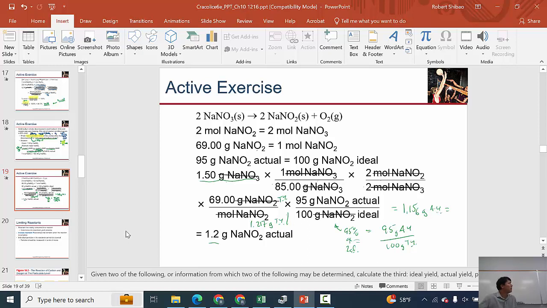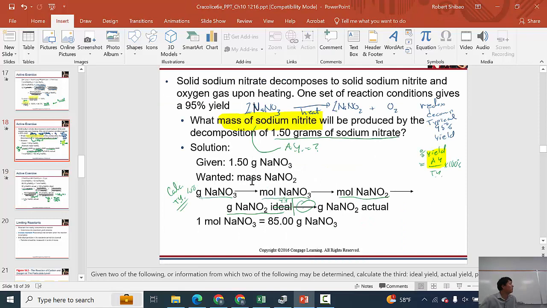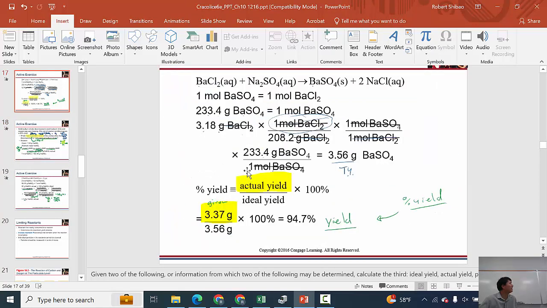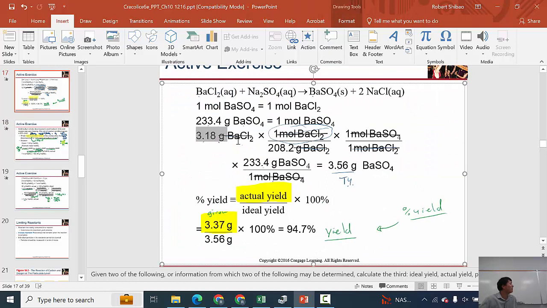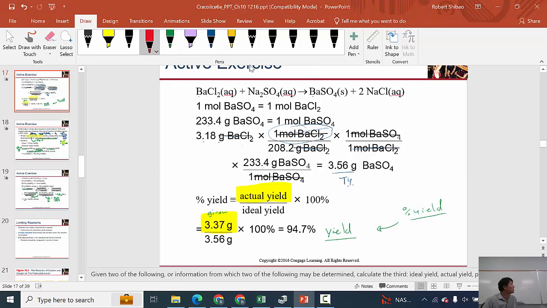All right, in both of these problems, we base the theoretical yield on the reactant here, sodium nitrate. You know how many grams we had to begin with, 1.50 grams of sodium nitrate. In the previous problem, we based it on barium chloride. You know how many grams of barium chloride we started with. But we completely ignored the sodium sulfate in the previous problem. The only way we can completely ignore the sodium sulfate is if we make an assumption. And the assumption is that we have excess.